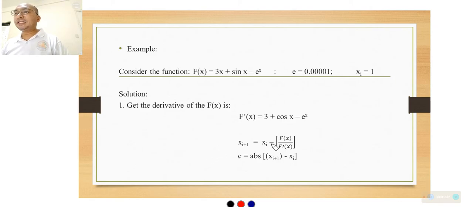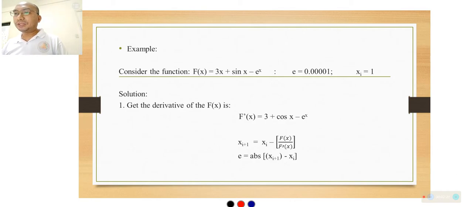To fully understand the Newton-Raphson method, let us consider this example. f of x equals 3x plus sine x minus e raised to x. We are required to arrive at an error of 0.00001 and the initial value given for xi equals 1. So first, here are the steps.